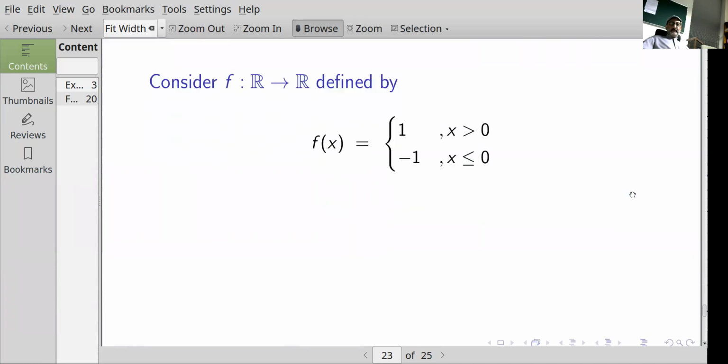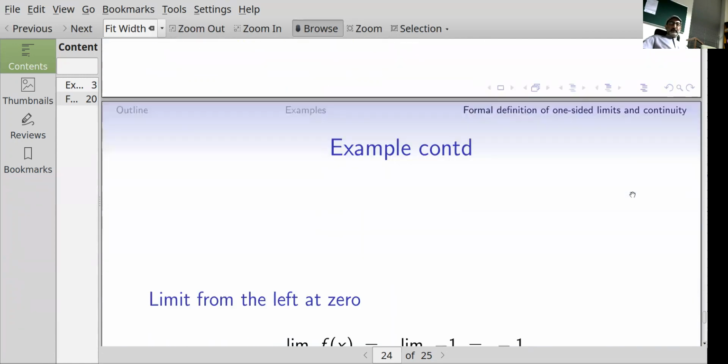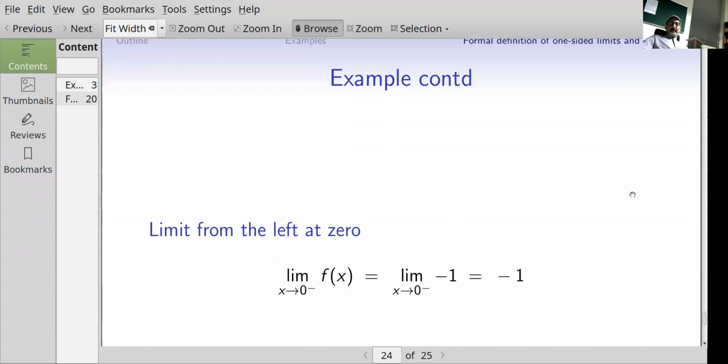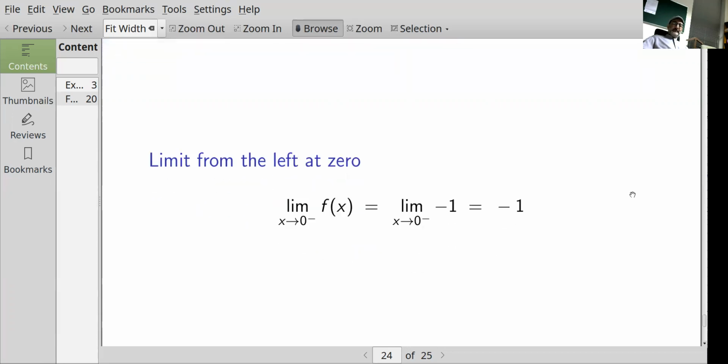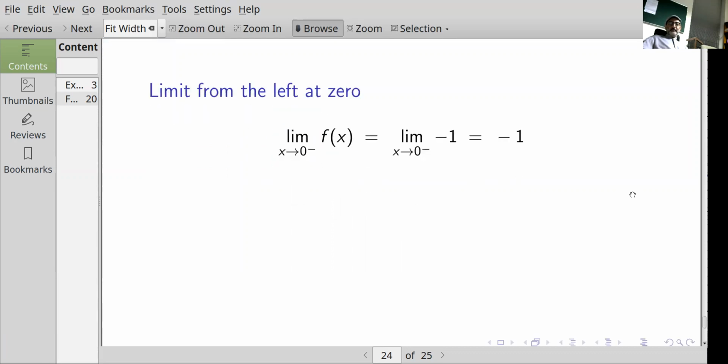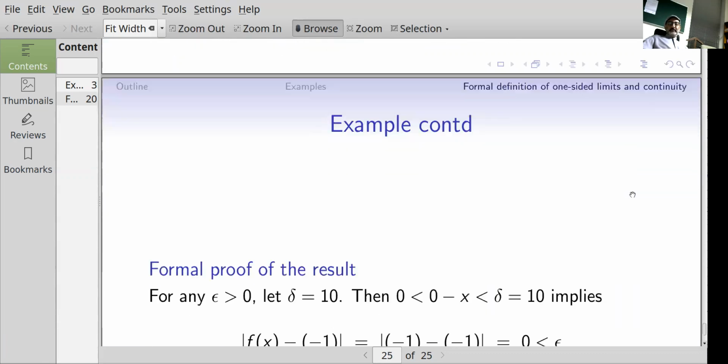Okay, so let's try this one. I have f of x is equal to 1 for positive x, and otherwise it's equal to minus 1. Okay, take the limit from the left, and we can work out from our discussions before about directional limits that the limit from the left should be equal to minus 1. Okay, and let's prove this.